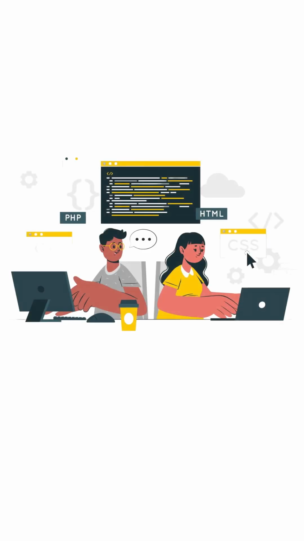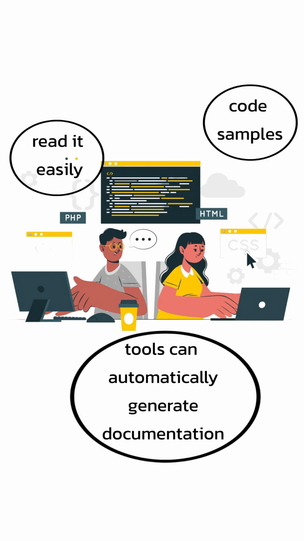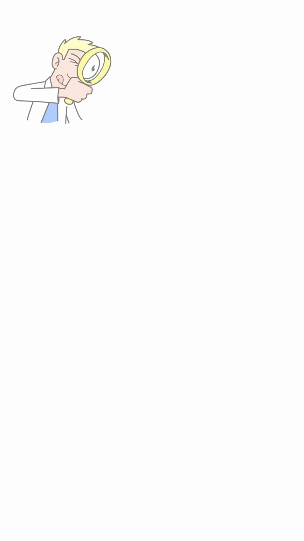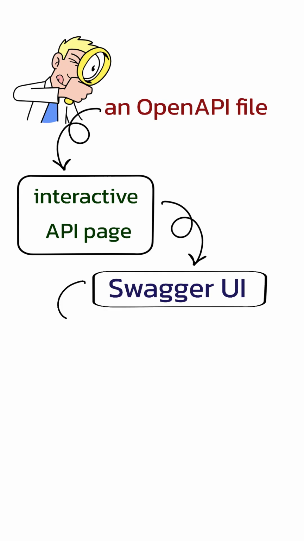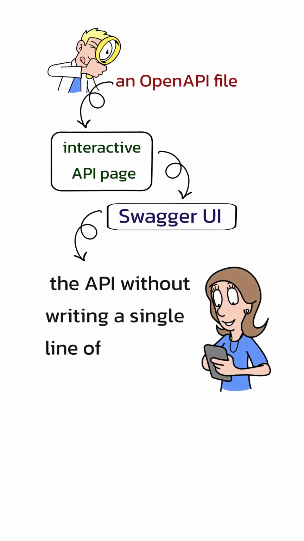That means developers can read it easily, and tools can automatically generate documentation, code samples, or even testing environments using it. For example, with an OpenAPI file, you can create an interactive API page using Swagger UI, so users can test the API without writing a single line of code.